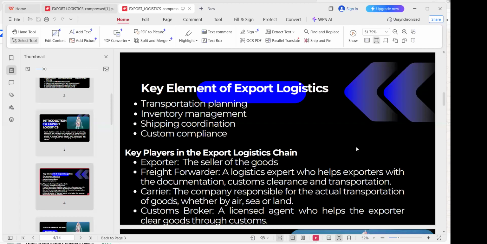The key players of export logistics: one, we have the exporter, who is the seller of the goods. We have the freight forwarder. They are logistics experts who help exporters with their documentation, customs clearance, and transportation. We have the carrier. They are the ones responsible for the actual transportation of goods, whether by air, by sea, or by land. And we have the customs broker. They are the licensed agents who help exporters clear goods through customs.